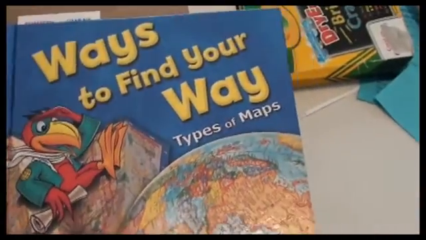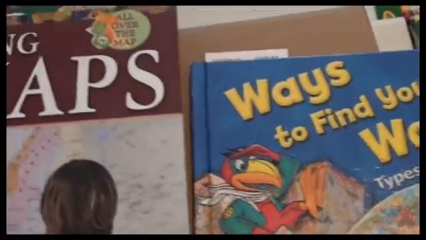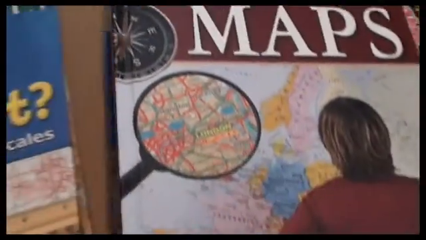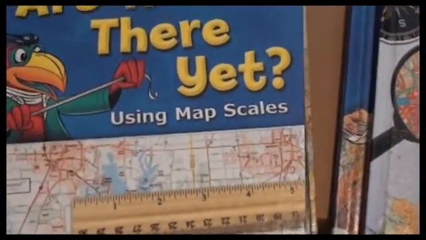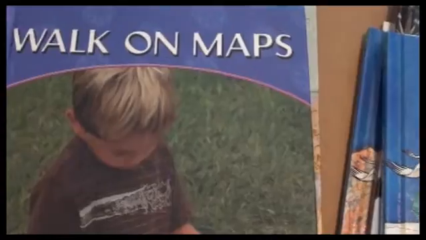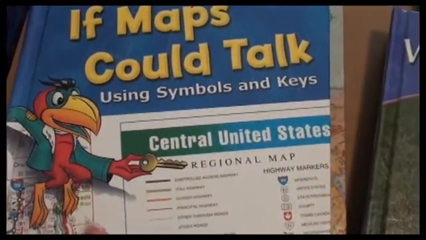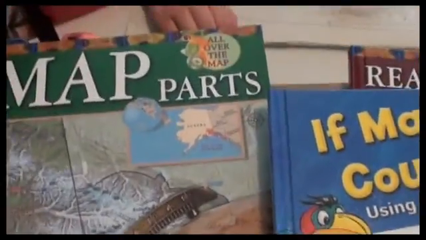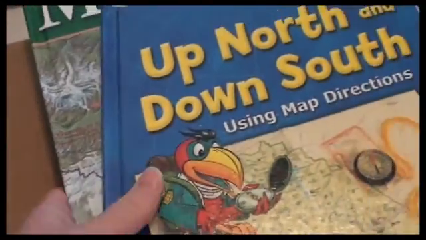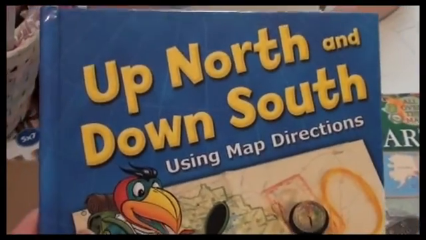So the first one is Ways to Find Your Way, and I am not promoting any of these books, I'm just saying this is what we are doing. Reading Maps. This is another one in the series of the first one. Are We There Yet? Walk on Maps. If Maps Could Talk. Map Parts. And Up North and Down South. So that's how we're going to do it, and each one of these little books has an activity in it.